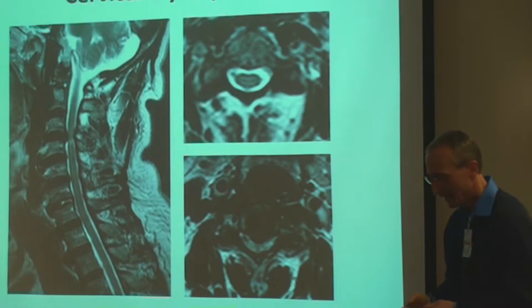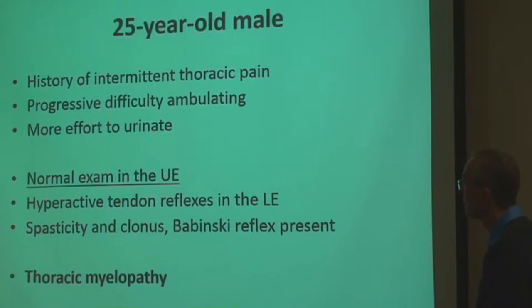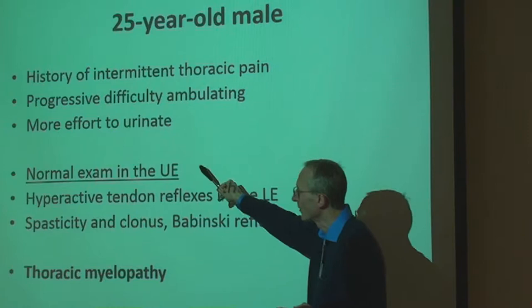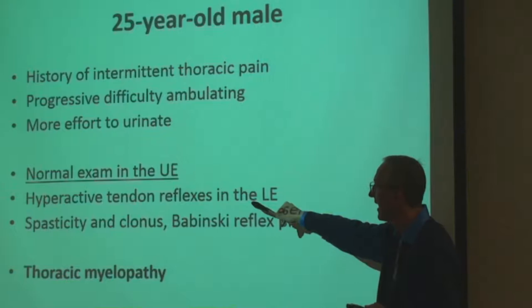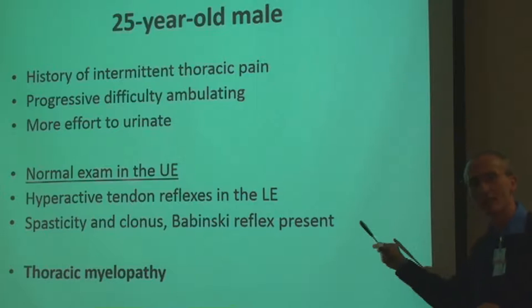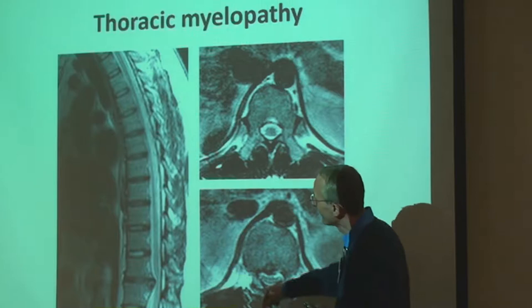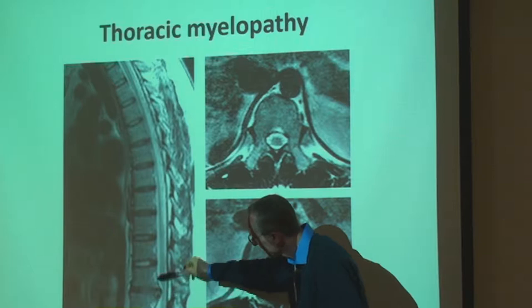The third patient is a 25-year-old male who has again a history of intermittent thoracic pain and difficulty to walk, and has more problems recently with the initiation of urination, and he has urinary urgencies. On the upper extremities, his neurological exam is normal, but on the lower extremities, he has hyperactive patellar reflexes, and again, we detect spasticity, clonus, and positive Babinski reflex in the lower extremities only. So, consequently, the neurologic diagnosis is thoracic myelopathy, and his imaging study reveals that at the level of the thoracic spine he has a posterior disc osteophyte complex compressing the spinal cord and causing severe spinal cord compromise.